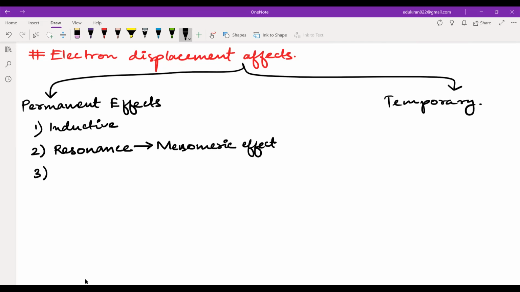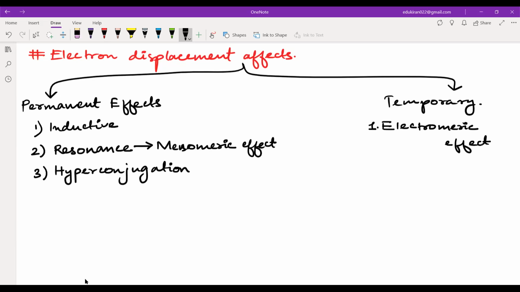Thirdly, we are going to learn about hyperconjugation. So inductive effect, then resonance, and then hyperconjugation. In temporary, we have only one effect that is known as electromeric effect. Okay, so write this down. We will start with inductive effect today.